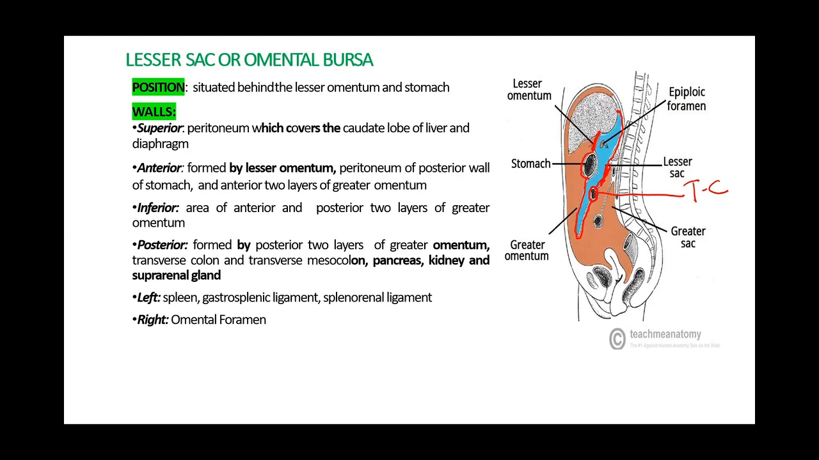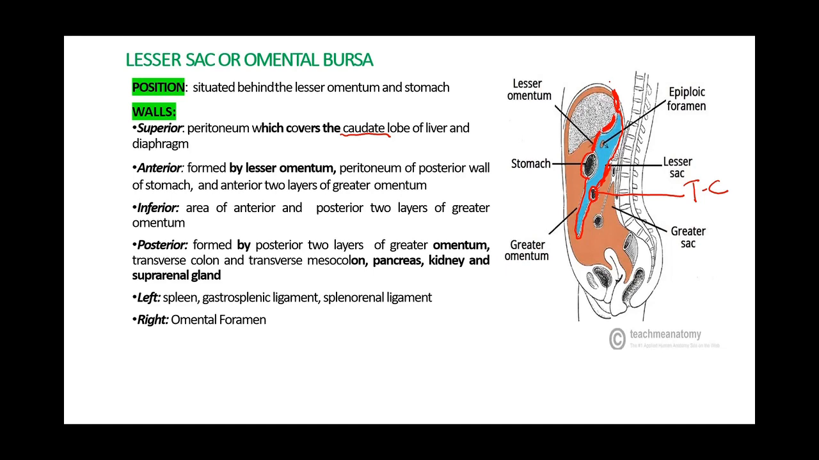Superiorly, it is bounded by the peritoneum, which covers the caudate lobe of the liver and diaphragm. You should be very careful with all these borders, because in your MCQ, you might just see quadrate lobe instead of caudate lobe. So you should remember this upper border is the caudate lobe. Then the other portion, you have the diaphragm, forming the superior border of the lesser omentum.